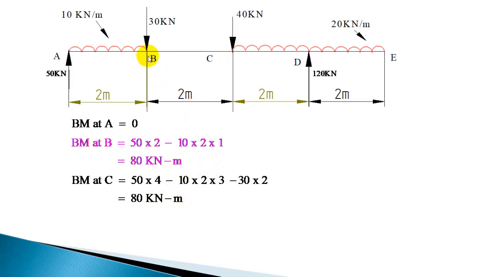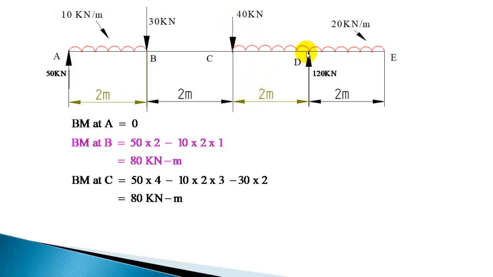So bending moment at B is 80 kilonewton meter, C is also 80 kilonewton meter. That is because shear force is 0 for this entire section. Whenever shear force is 0, bending moment has to be either constant or you should have a peak. So here for the entire length shear force is 0. So bending moment you have constant value for the entire length of the beam.